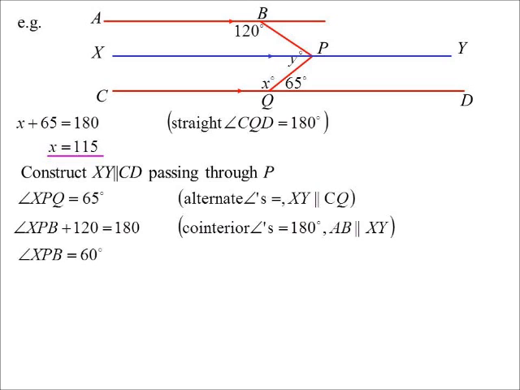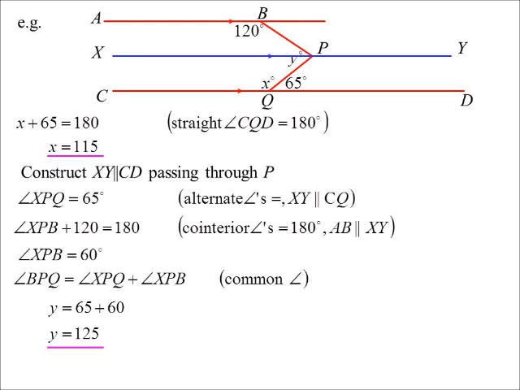And so that's 60. But together, BPQ and XPQ plus XPB, we're talking about the same angle. It's just a different way of writing the angle. On the left-hand side, I've written it all as one angle. On the right-hand side, I've written it as the sum of two angles, but it is the same angle. And so we just say, well, that common angle. We're talking about the same angle here. And so they add together to give 125. All righty.